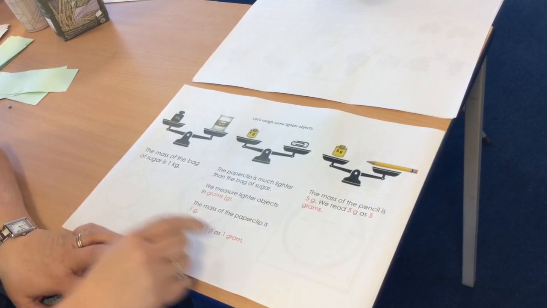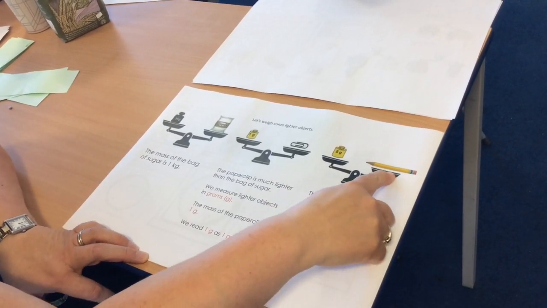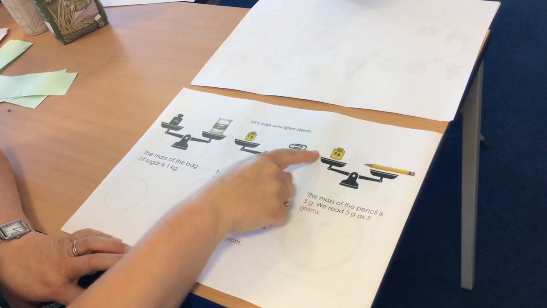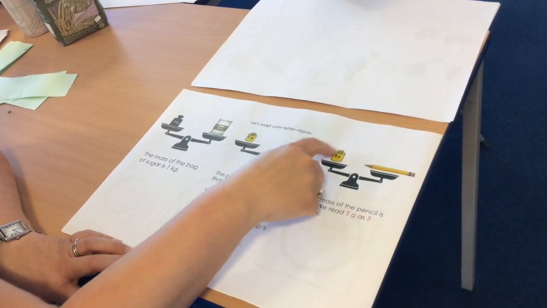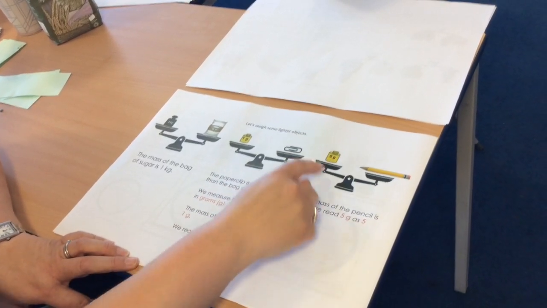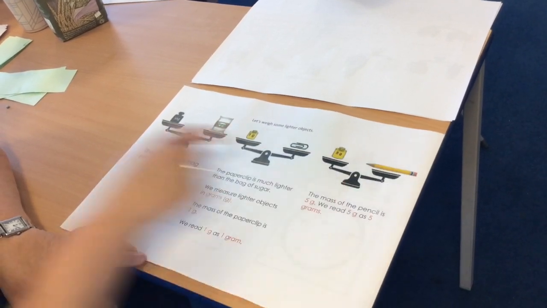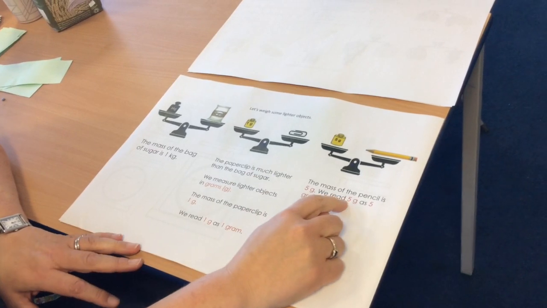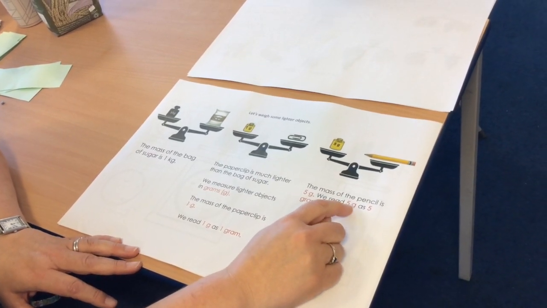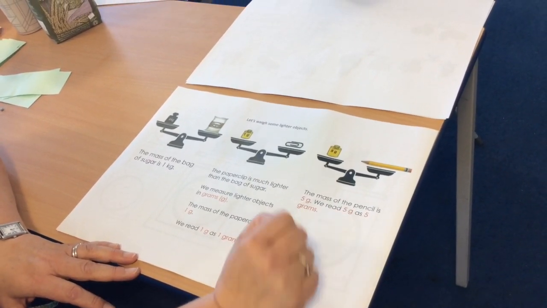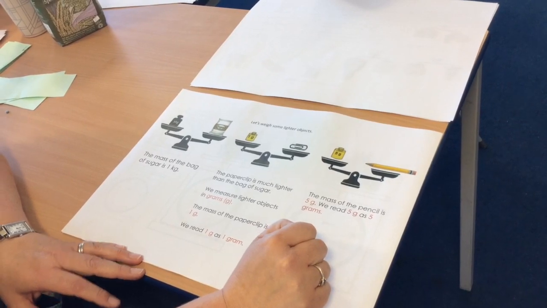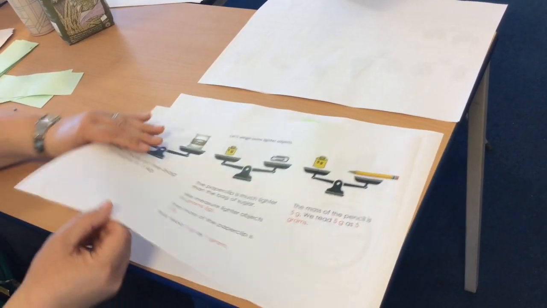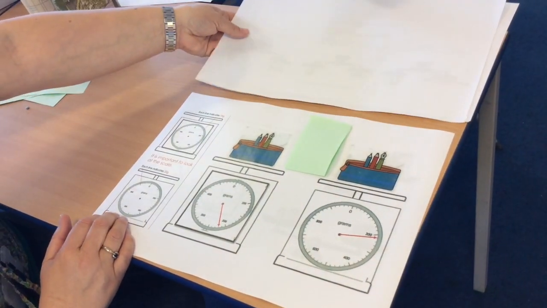It's grams, 1 gram. Here we have the mass of the pencil, slightly bigger, and we have a 5 gram mass to balance the scale here. So we know because they're balanced that the pencil has a mass of 5 grams. And again, we would write it as 5g, but we always read it as 5 grams. So, today's task, oh sorry, we're not on to today's task yet.